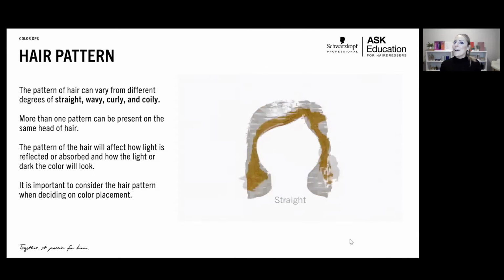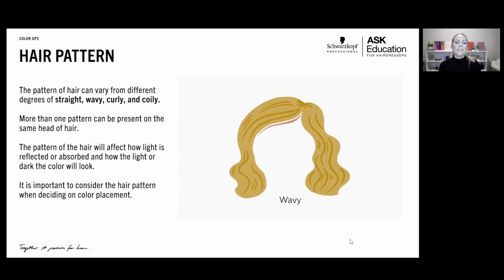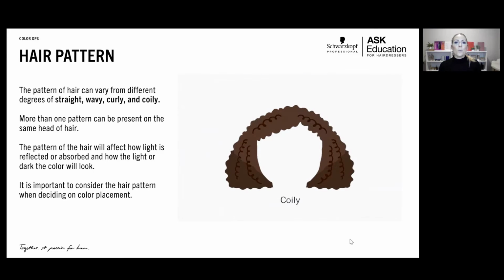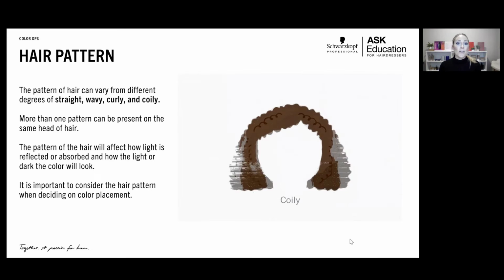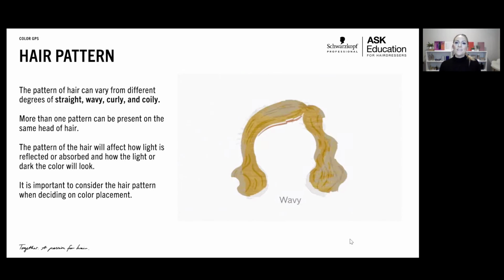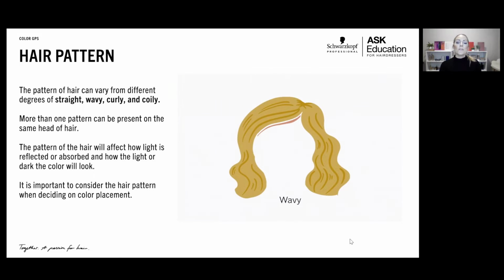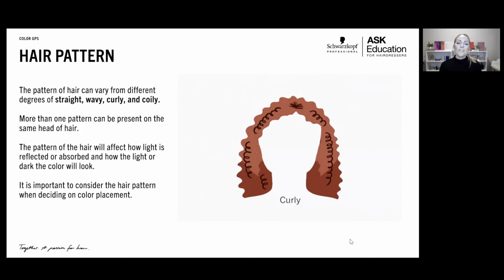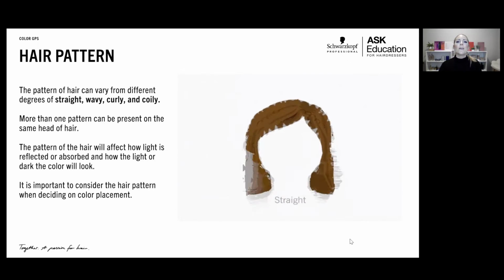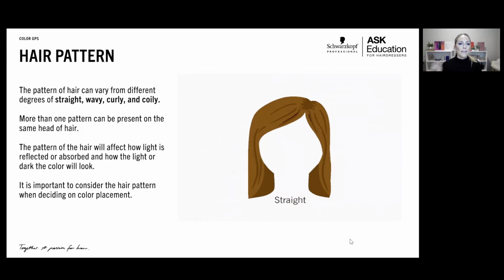All right, hair pattern. What is the hair pattern? This is where we look at the actual wave pattern of the hair, whether the hair is straight, wavy, curly, or coily, right? And this comes down to the shape of the follicle. The rounder, the more circular the follicle, the straighter the hair is. As it becomes more oval shape or flatter in shape, we get curly, wavy, coily hair.